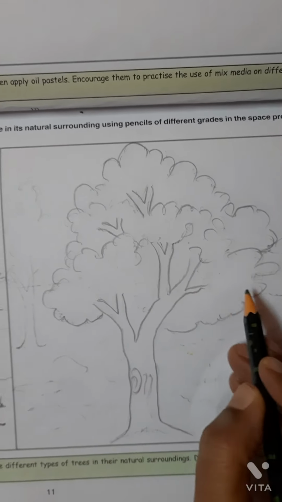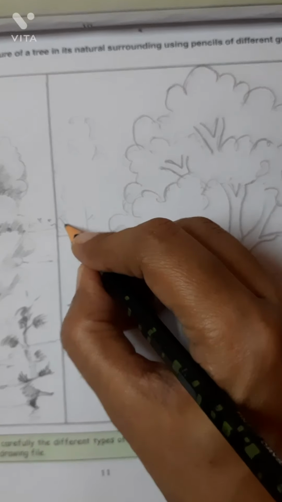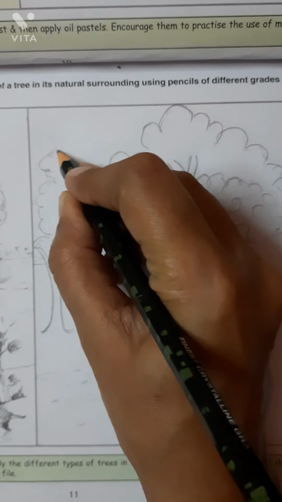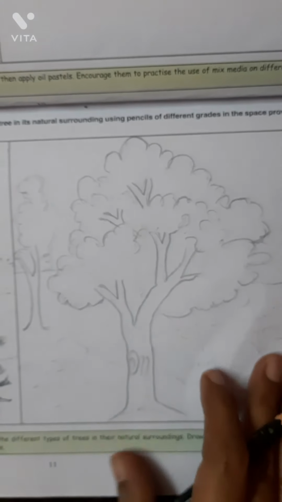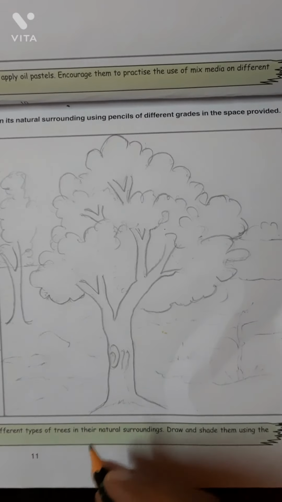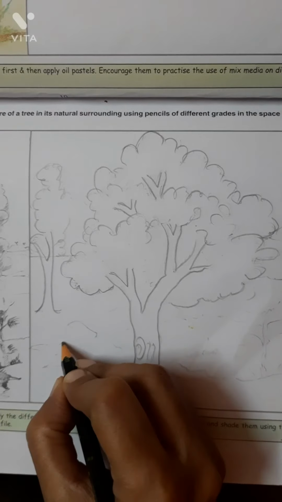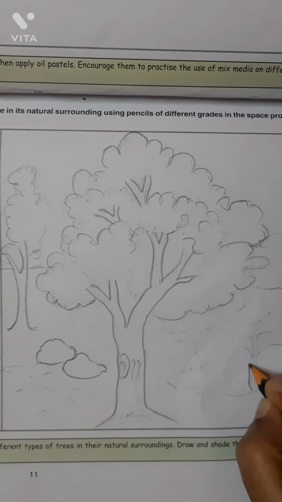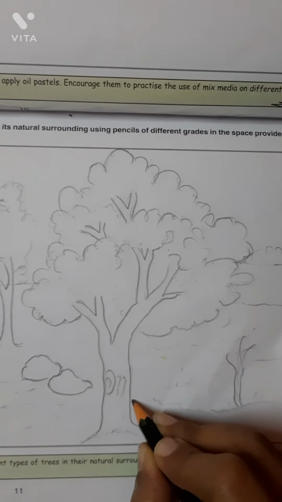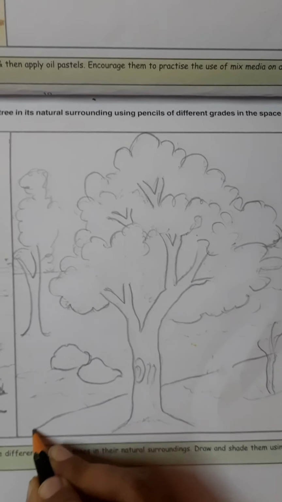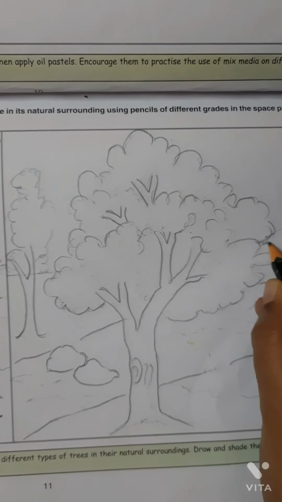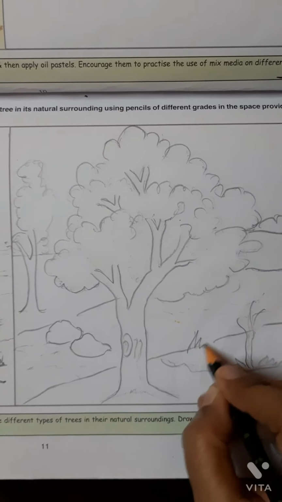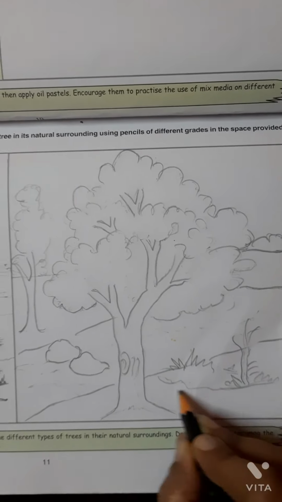Then draw the background tree. Stones and bushes in the foreground. These are the bushes.